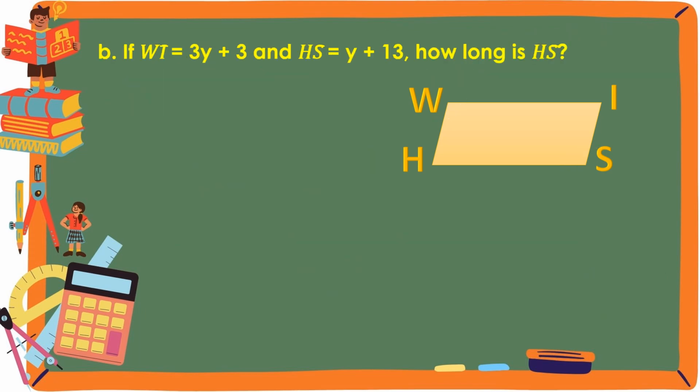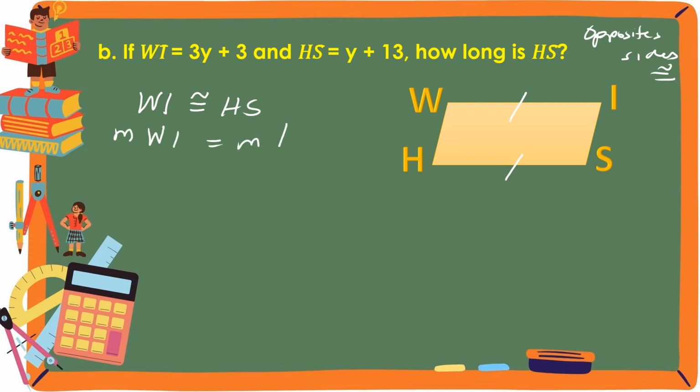Next problem, we have WI and HS. So, I've already drawn din yung ating parallelogram. So, ito yung ating WI and HS. So, these are opposite sides. So, isa din sa mga properties ni parallelogram natin that the opposite sides are congruent din. So, it means na yung ating WI ay congruent kay HS. So, yung measurement ni WI ay equal sa measurement ni HS.